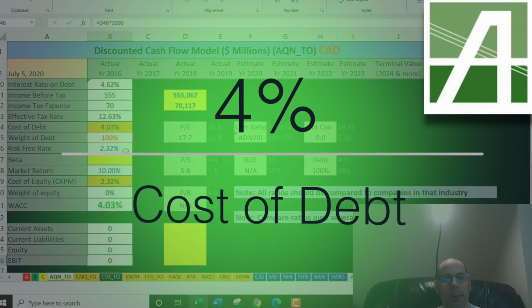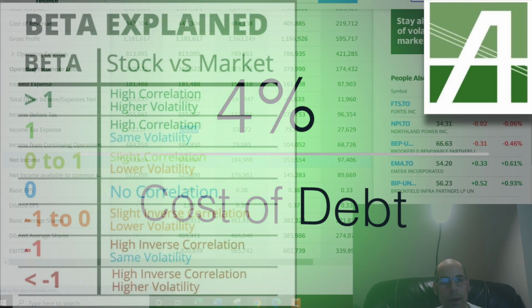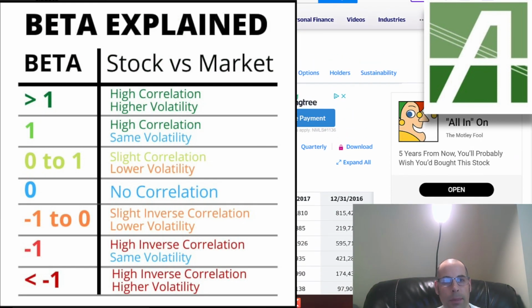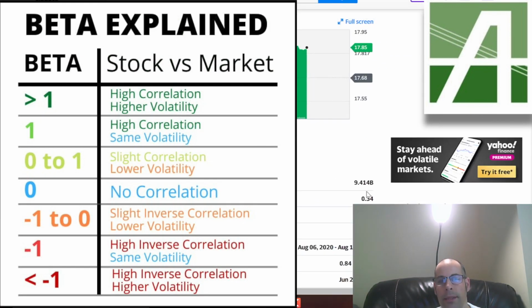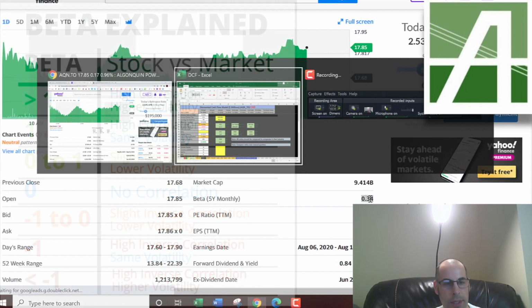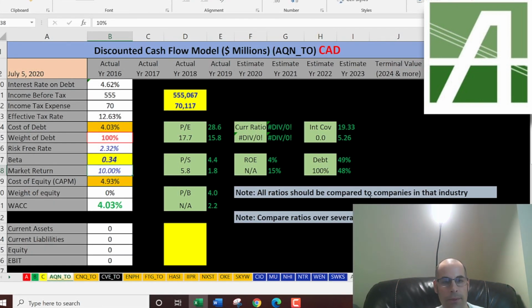To get the cost of equity, we need the beta. That's how much the stock moves relative to the market. And this has a really low beta of 0.34. So the stock moves very little compared to the market. So the market goes up 1%, this stock should go up 0.3%. A low beta indicates a safer investment.